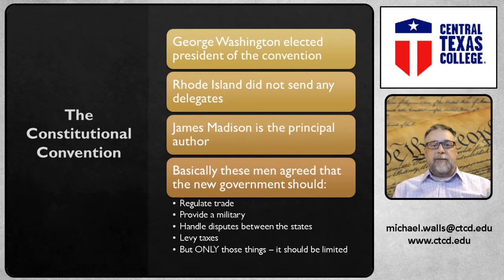government has to be able to regulate trade. This new government has to be able to provide a military of some sort, some kind of defense, right? Something bigger than the states. This government has to handle disputes between the states, and it has to be able to tax to do all those things. There's a few other things you could put on that list, but they all kind of agree that this government's got to be pretty limited to those things. They don't want it in your business doing things other than handling these big challenges.